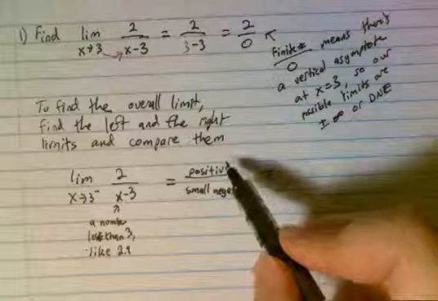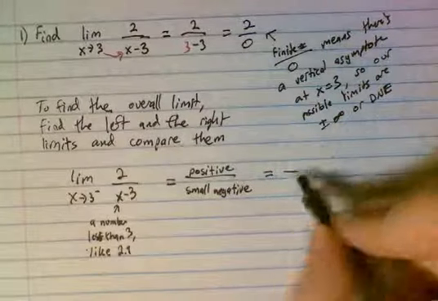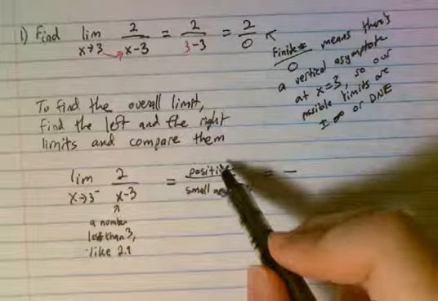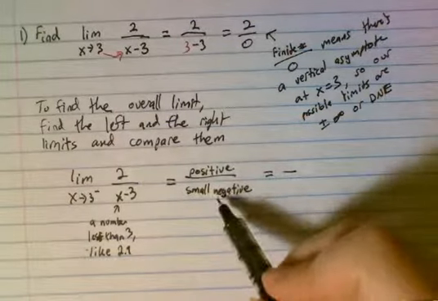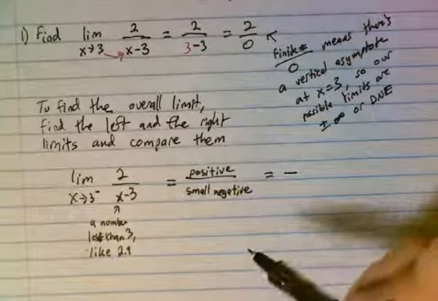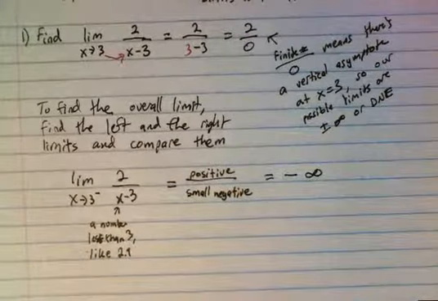So a positive number divided by a small negative number, whether it's small or not, is going to be negative. And because it's some finite number being divided by a very, very small negative, just like what I was showing on the calculator, it's going to end up being a very large negative number, negative infinity.